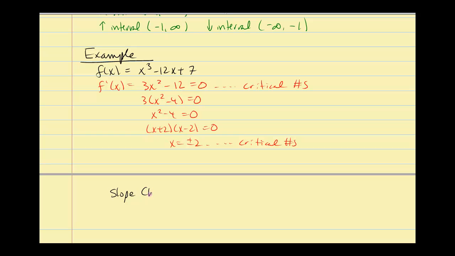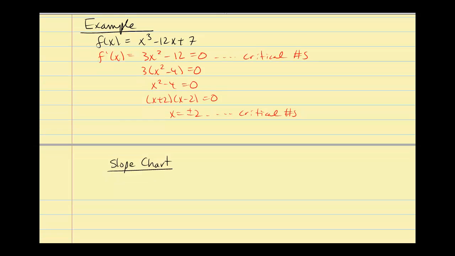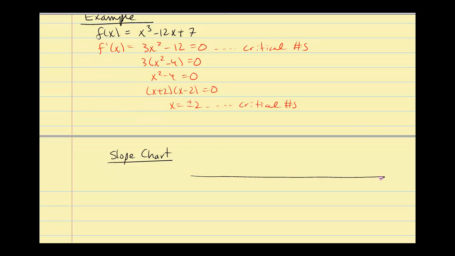It could be a false positive. So let's go ahead and have a look at our slope chart. Now remember, your slope chart is just a number line. So it's a number line that goes from negative infinity to positive infinity, and I just mark particular values on here that happen to be critical numbers.